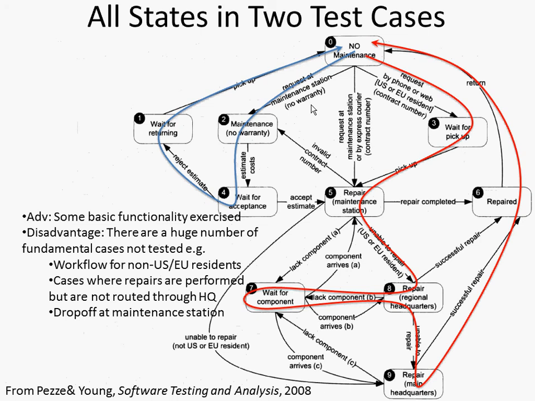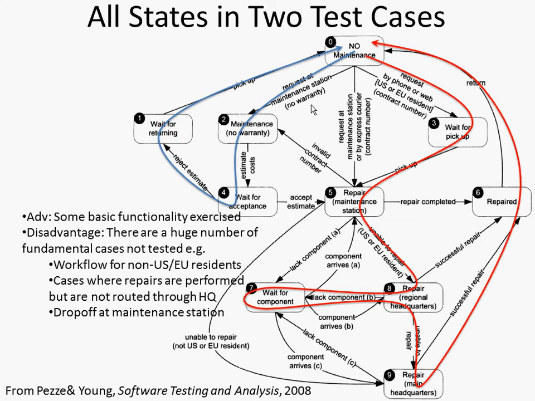They'll exercise those states. These other states could be exercised by a different path. So you've requested, as a US or EU resident, this thing, it's waiting for pickup. It goes to a repair station. They end up needing to delegate it to a regional headquarters because it's too complex to repair. Then they request a component to fix this thing. It goes back to the regional headquarters. It needs to be repaired in the main headquarters. It goes into a repaired state, and it goes back to this no maintenance state. These are two paths that collectively exercise all possible states of this diagram.